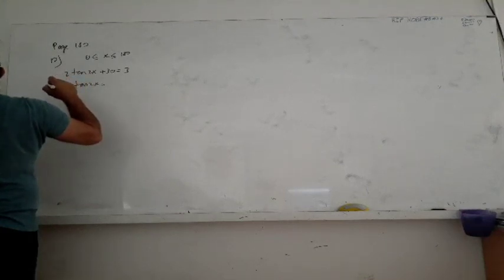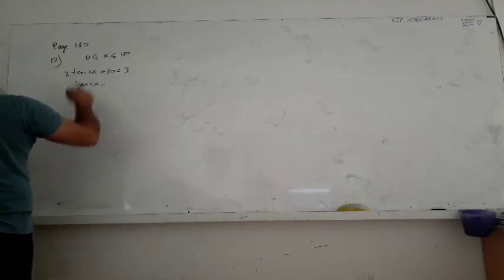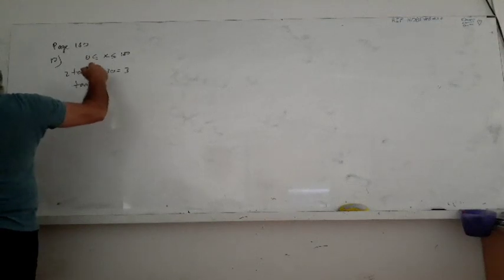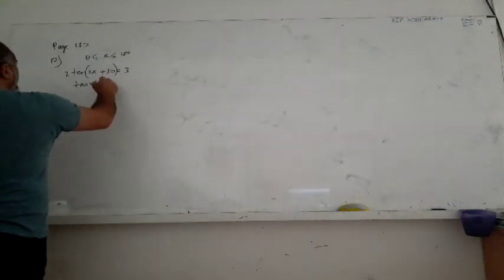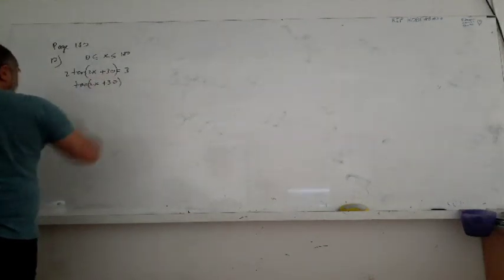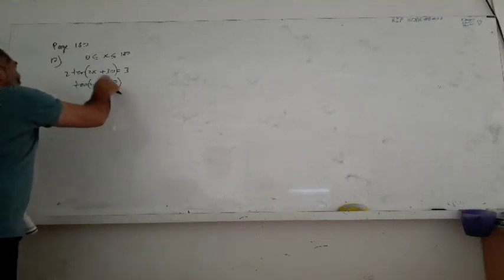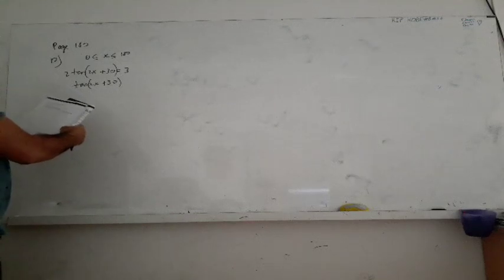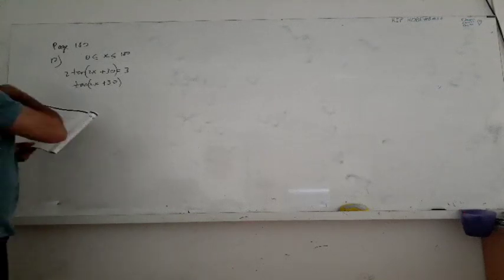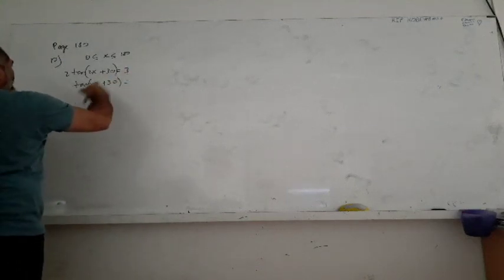Again, in this question, something is wrong. We need to have brackets there. In the question in the book, they made an editing mistake. Here, we have to have brackets. Correct the question, please. You need to have brackets there. So tangent of (2x plus 30) is equal to 3 over 2.